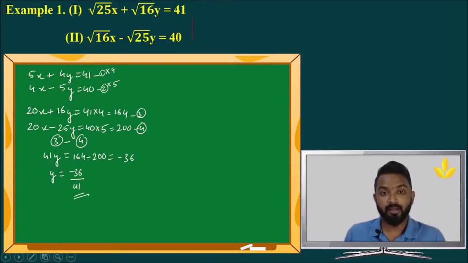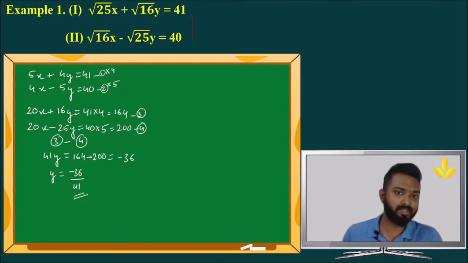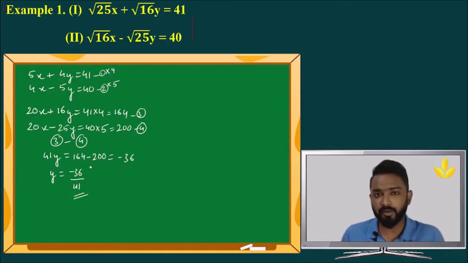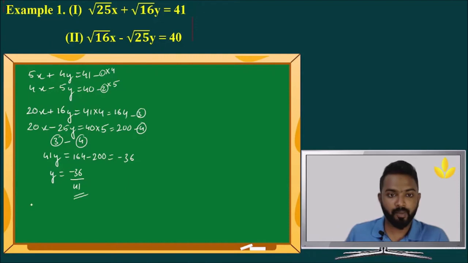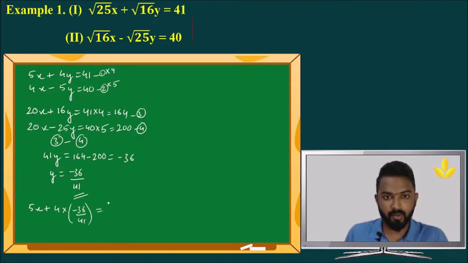Okay. Now let's find x. One thing we can do is substitute this in any equation and then get x, or we can eliminate y and then get x. Either of them is perfectly fine. What we can do is substitute. Let's substitute y's value in equation 1. What do we get? We get 5x plus 4 into minus 36 divided by 41. This is equal to 41.